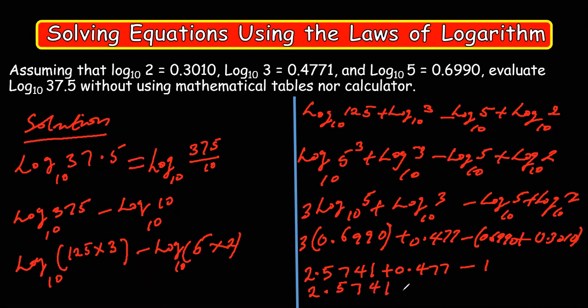2.5741 minus, what am I writing? There is a mix up here. I'm so sorry. There is a mix up in this working here. This and this shouldn't be the same thing. Where did I get this value from? Okay, I'm coming. Let me get rid of this.